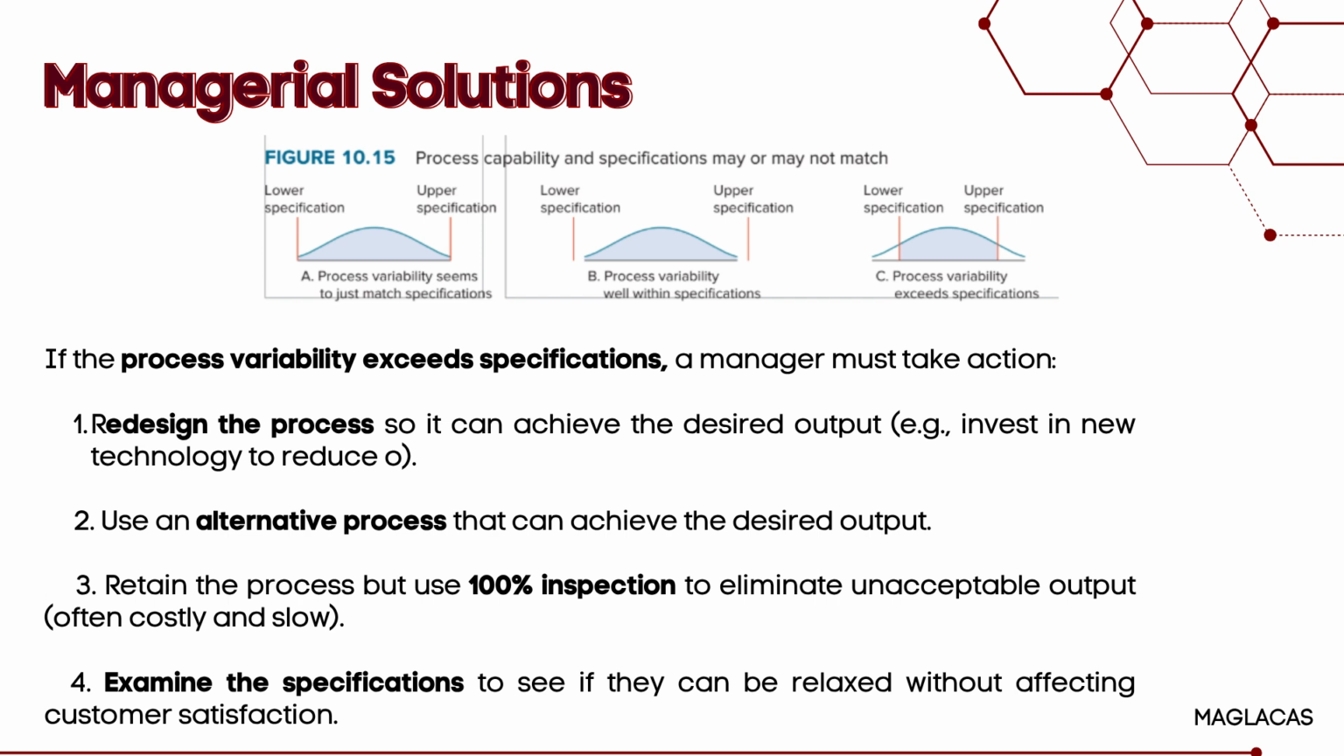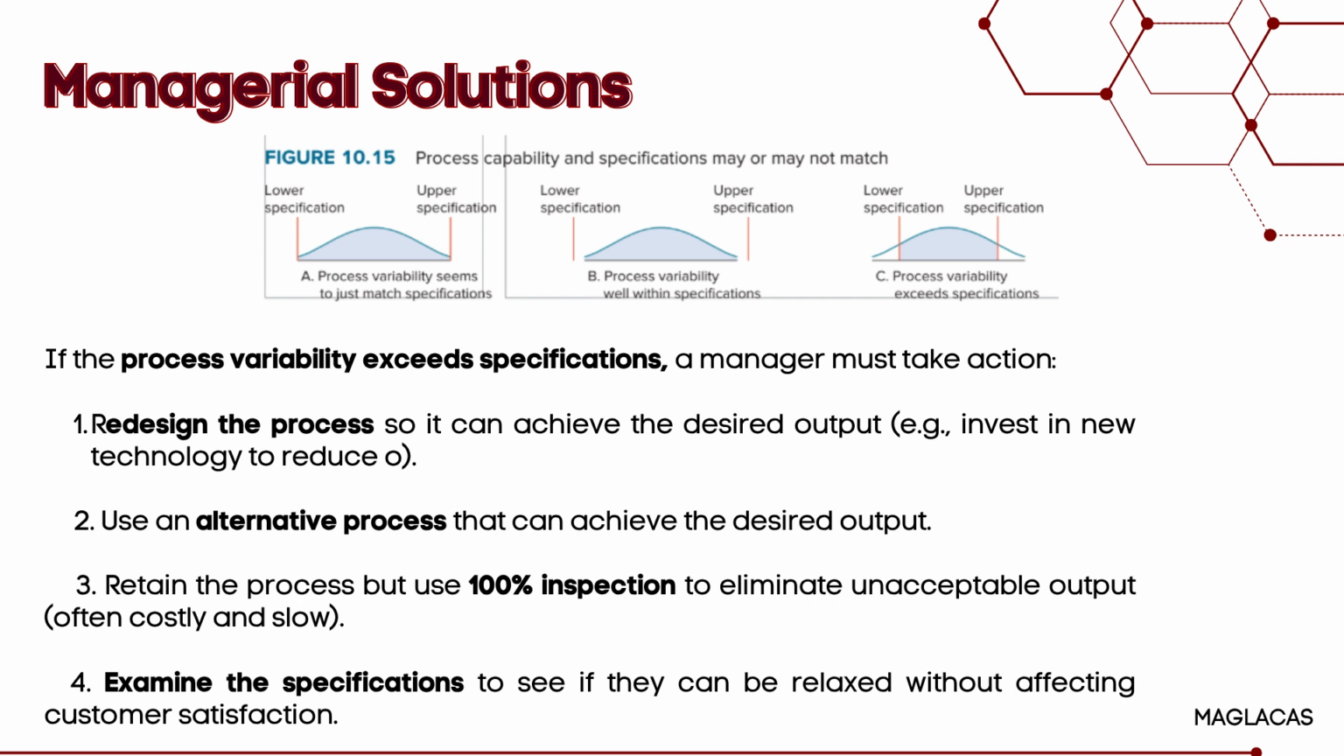Let's say our process is stable, but the variability is just too wide. It keeps going beyond the customer specifications. Since we can't ignore it, we have four main actions to address this. First, we can redesign the process. Maybe we need to invest in a new technology to simply shrink that variability.